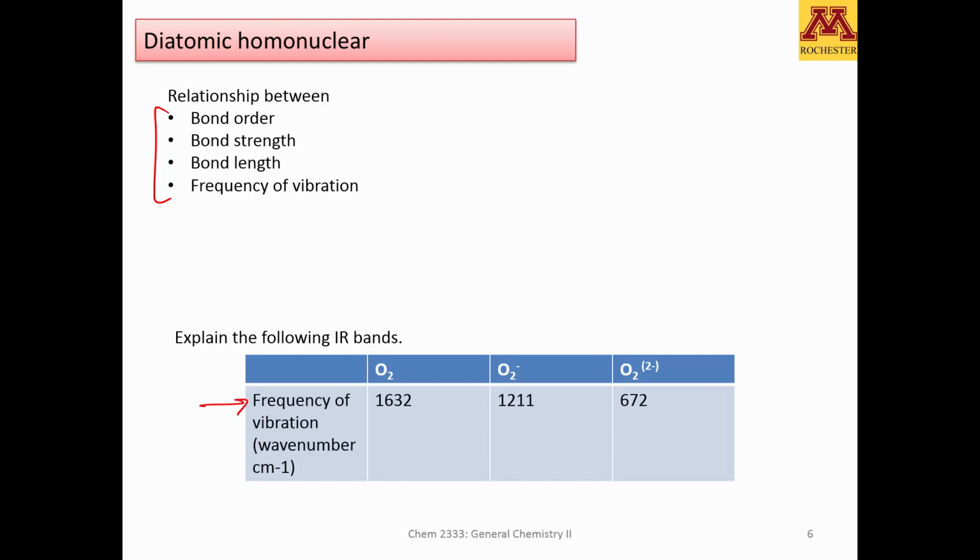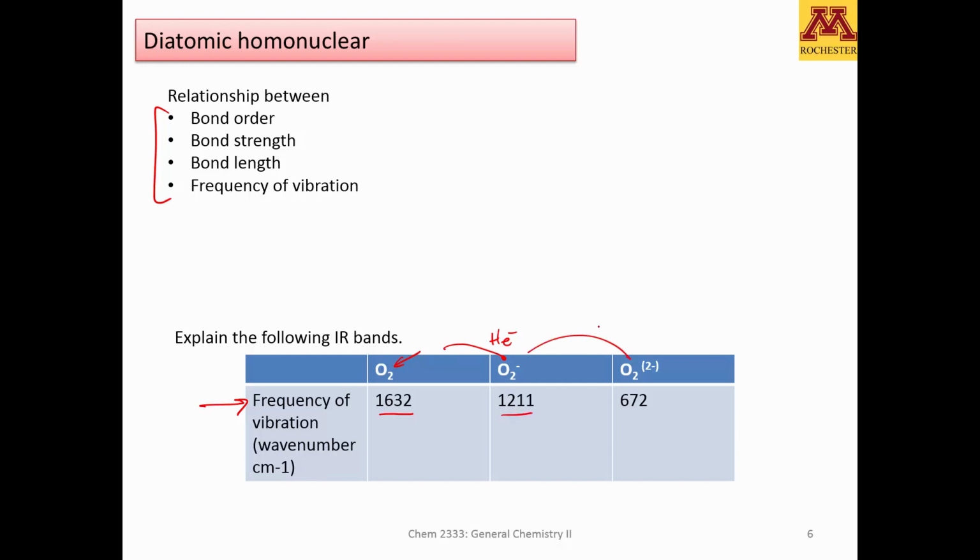If you remember from infrared spectroscopy, every time there is a peak in your infrared spectrum, it relates to the vibration of specific bonds. And in this case, experimentally, we know that the peak for neutral oxygen has a frequency of vibration, I should say maybe more of a wave number of vibration, of around 1600. For O2 negative, so once you add one electron, it is 1200.